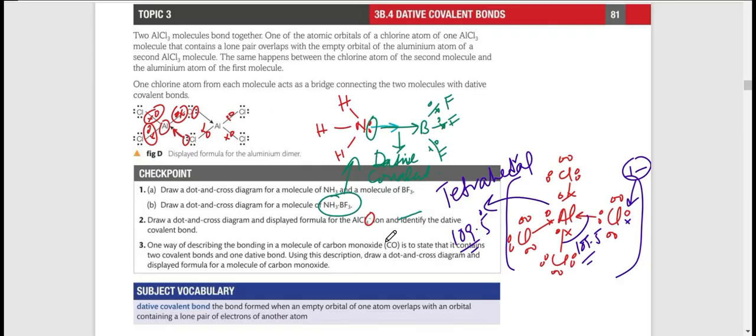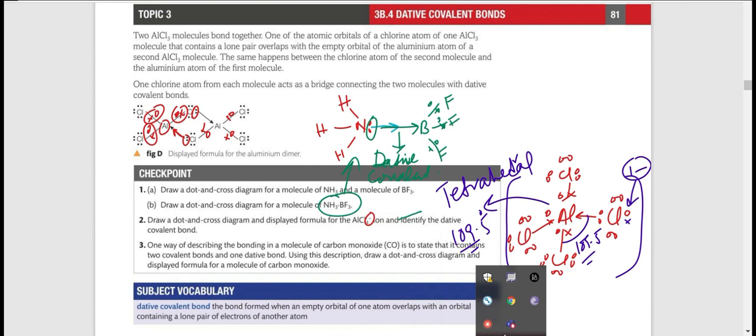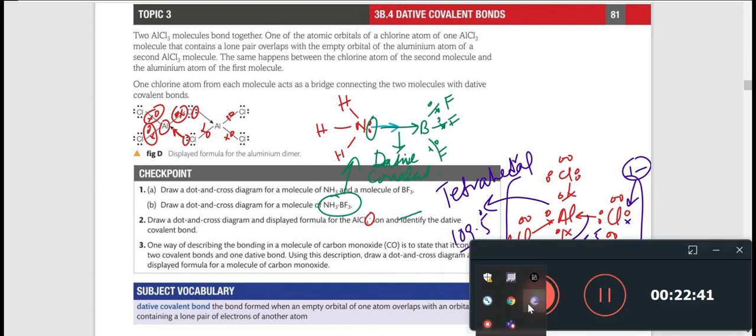Yes, sir. Okay, so we are on page 81. Inshallah, we'll continue with this one tomorrow. I think it's the break time, so we'll have a break. This is your second class, right? Yes, sir. Second chemistry. Okay, so we'll have the break now.